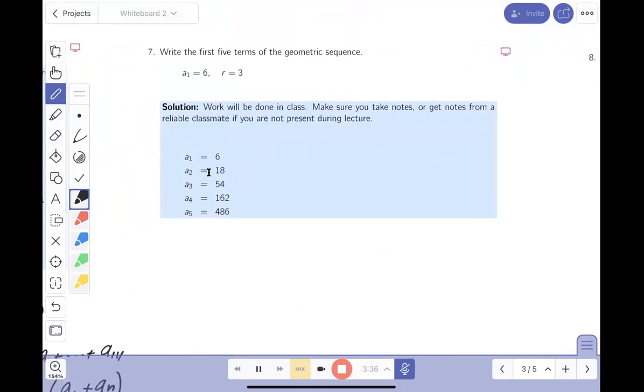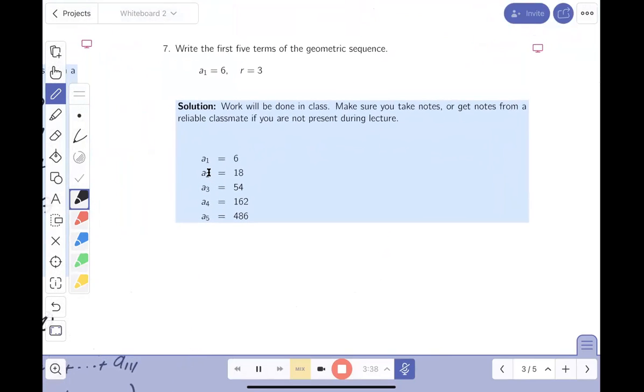Let's go to number 7. What's number 7? Ooh, geometric. I gotta remind myself now. Geometric. So what's geometric? I'll write this over here. This is geometric now. AN is equal to A1 times R to the N minus 1. All right. So what am I going to do now? I know A1 is 6. And I know R is 3. I got that part covered.